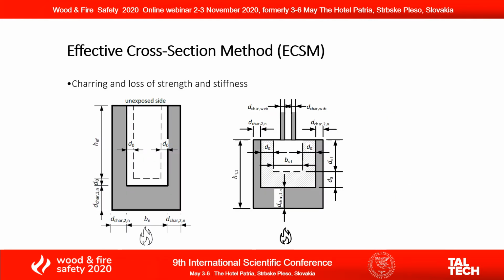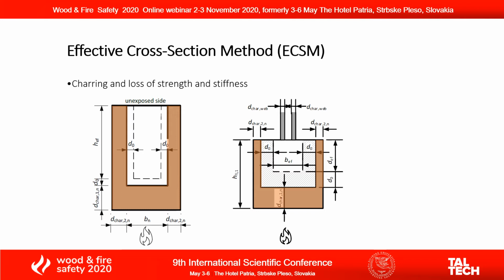Next, let's look at how we are able to consider the contribution of different insulation and cladding materials. That can be done using the effective cross-section method. In principle, two phenomena occur in fire. The wood chars, which reduces the cross-section, but also the mechanical properties of timber degrade at elevated temperatures. Charring may occur on the exposed sides and the lateral sides.